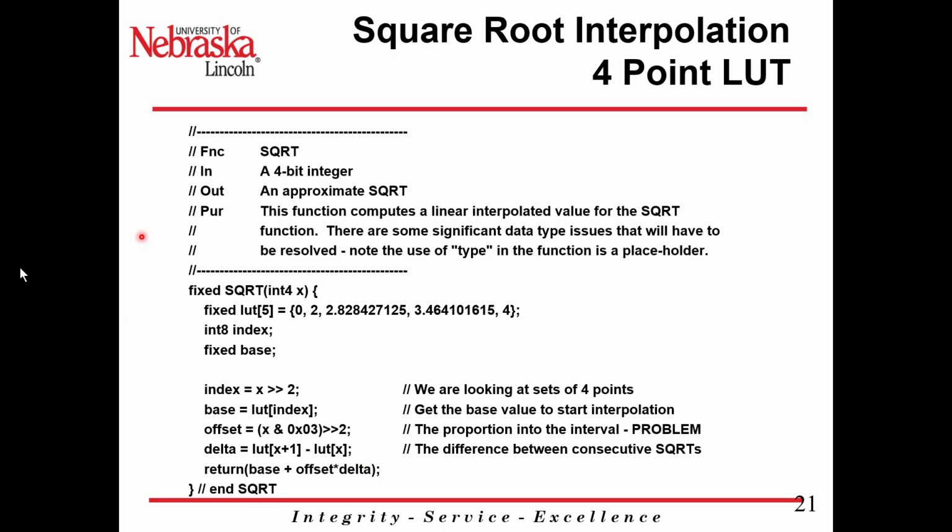So let's do this with an actual example. If I use 9, and we calculated before, 9 is between index 2 and 3. Right? So I have 9. I shift that to the right. We're going to get index 2 to find that value. So I take that lookup table, I find the base value, which is right here, 2.82. Take x, and it with 3. We're going to get a 0, a 1. That's going to be our offset.